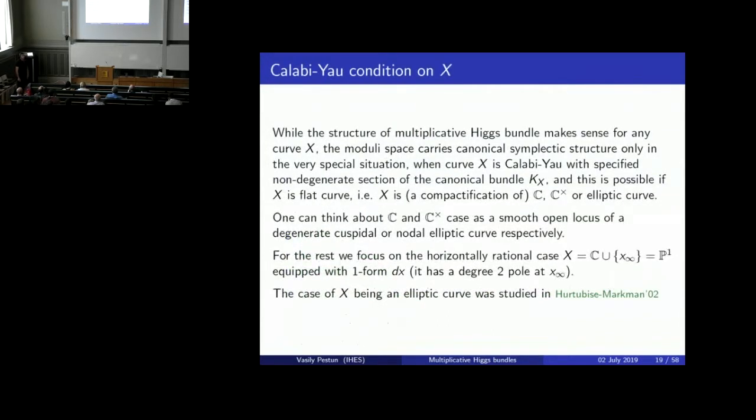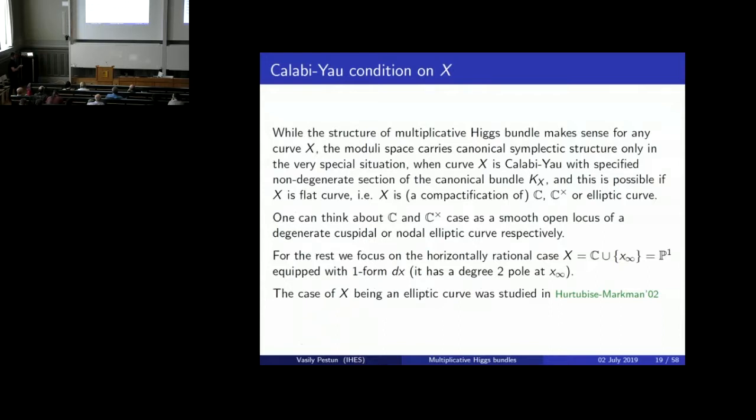So for us to proceed, we want a Calabi-Yau condition on X. While the structure of multiplicative Higgs bundles makes sense for any X, there is a canonical symplectic structure on the space, which is interesting for us for quantization and so on, only when the curve X is a Calabi-Yau with a choice of a section of the canonical bundle K_X. If we think about X as a quotient of C by a lattice of rank 0, 1, or 2, that section is just the one form dx.